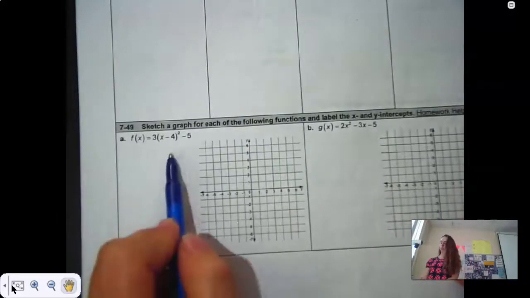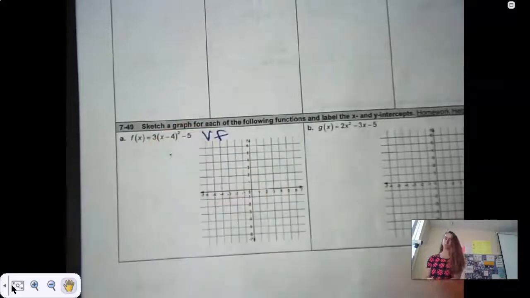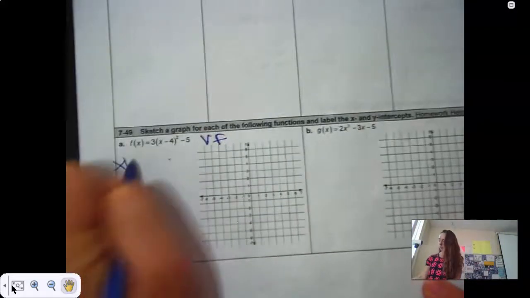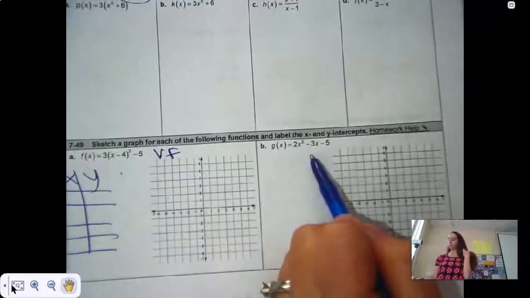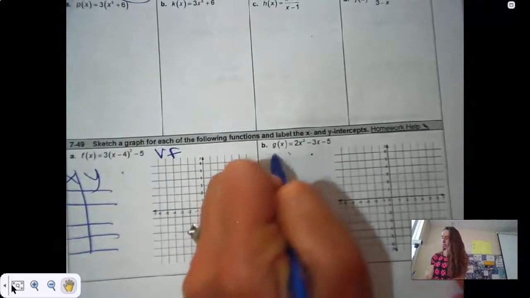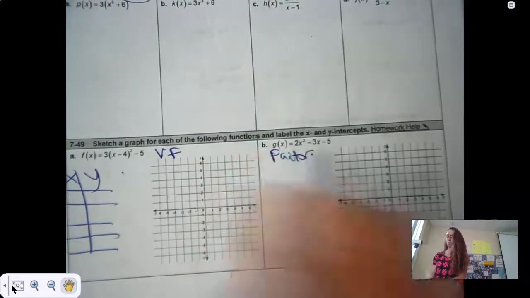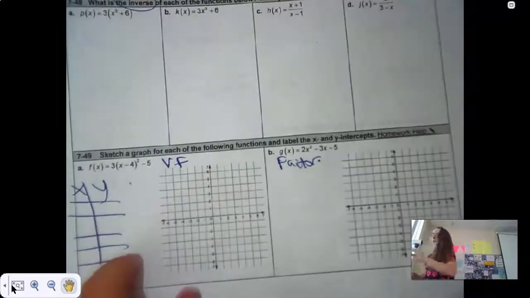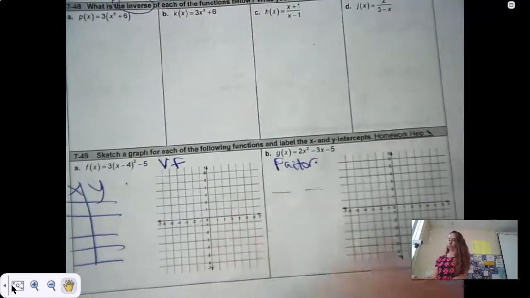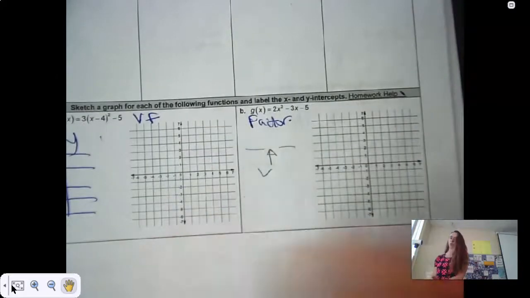This one's sketching a graph. I want you to realize this is in vertex form. That means you can do a table. I will be looking for that, okay? In this one, it is not in vertex form, so you're going to need to do factoring first. And then once you factor it, you will get your two zeros, and remember what goes in the middle? The vertex. Then you can graph it.